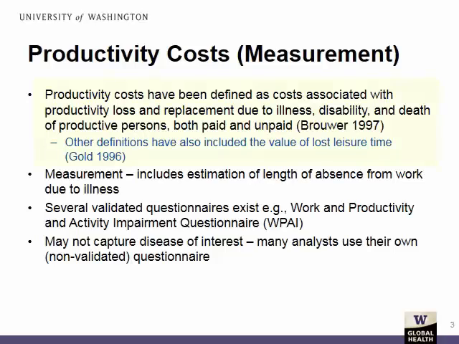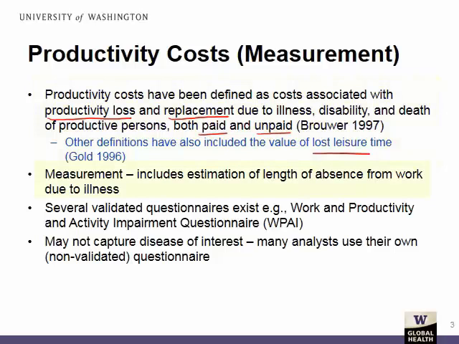Productivity costs are defined as costs associated with productivity loss and replacement due to illness, disability, or death of otherwise productive persons, both in the paid labor force and in the unpaid labor force. But there are some other definitions out there which also value lost leisure time. And there's a good indirect cost chapter in this book by Gold et al. 1996, the US panel book. Some of you will be familiar with that book.